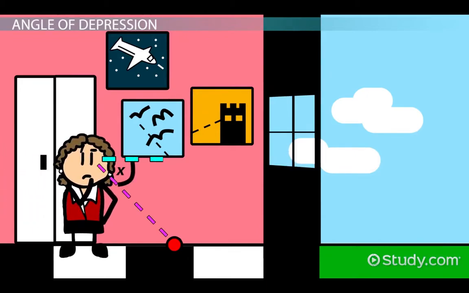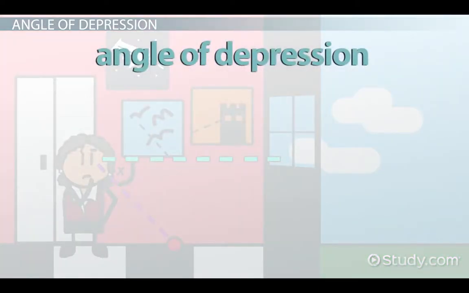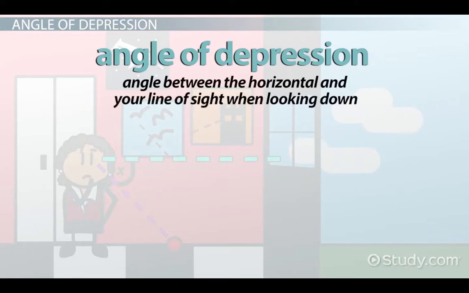The angle that formed between this diagonal line and the straight horizontal line you used to look out your kitchen window is called the angle of depression. The angle of depression is the angle between the horizontal and your line of sight when looking down.